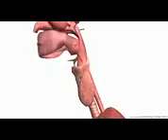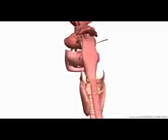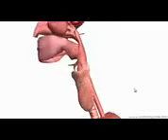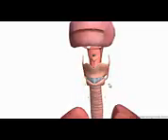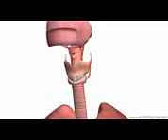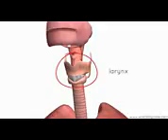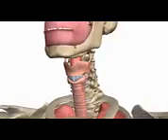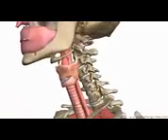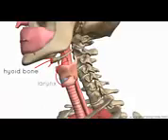So if I just rotate around, you can see the esophagus sitting posteriorly, and you can actually see the thyroid here. I'll just remove that and we'll take a look at the larynx. The larynx is this set of structures here, and it's also known as the voice box. It sits just below the hyoid bone. You can see the hyoid bone just here, and this set of structures is the larynx.